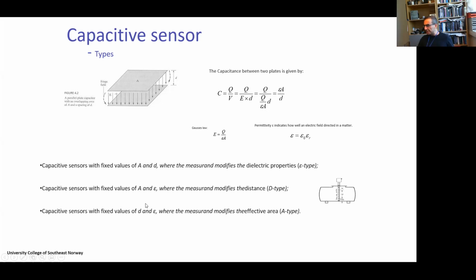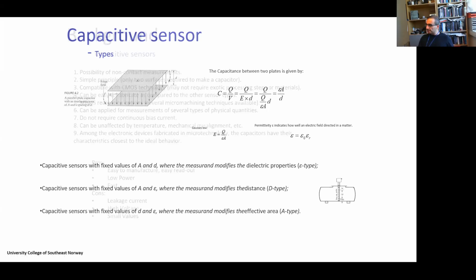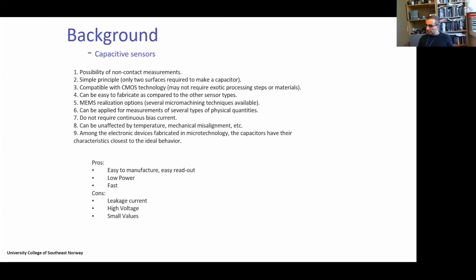And if you keep, for example, A and epsilon constant, and you change the d, then you have the d-type capacitor, or sensor, which is the most common type used in sensors. And also, if the plates are moving to the sides, then we change the overlapping area, and also we can get a change in the value of C. So many different types of sensors can be made.